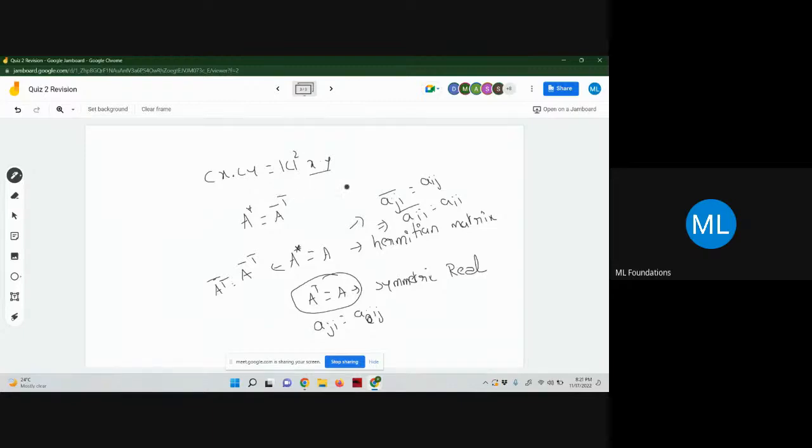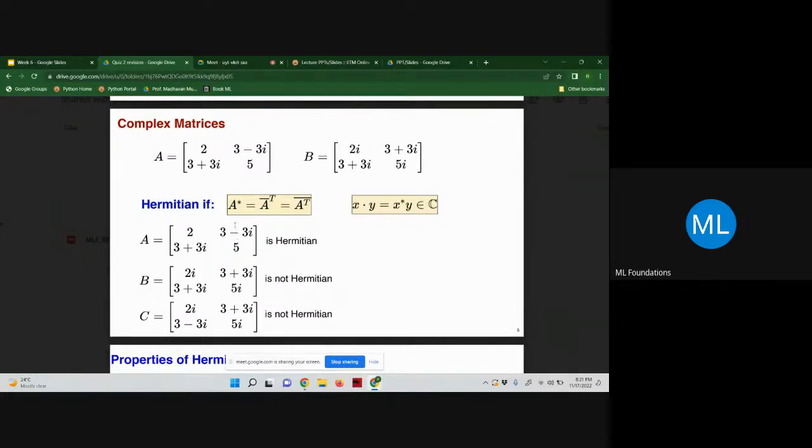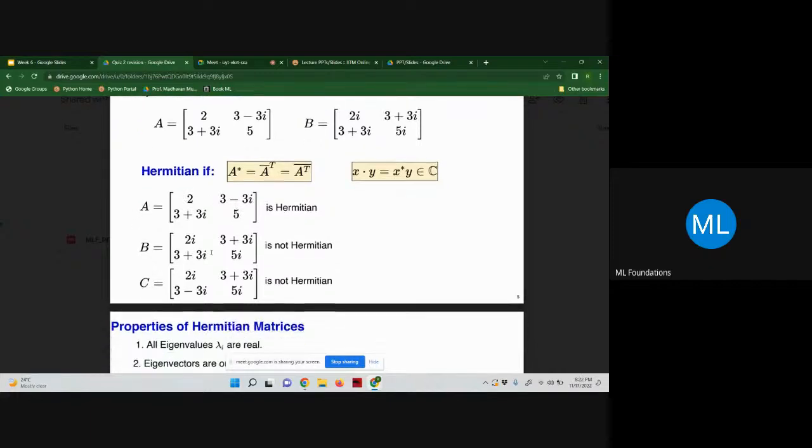So that's one important part you need to notice: the diagonal entries of a Hermitian matrix are going to be real. And then 3 minus 3i and 3 plus 3i should be conjugates, as we said, a12 should be equal to a21 conjugate, or a21 equals a12 conjugate, and vice versa. And in A, the 2 and 5, the diagonal elements, are real. So A is a Hermitian matrix, but B is not a Hermitian matrix, for two reasons. Here the diagonal elements are not real, and even a_ij is not equal to a_ji conjugate. I mean, a12 is not equal to a21 conjugate.